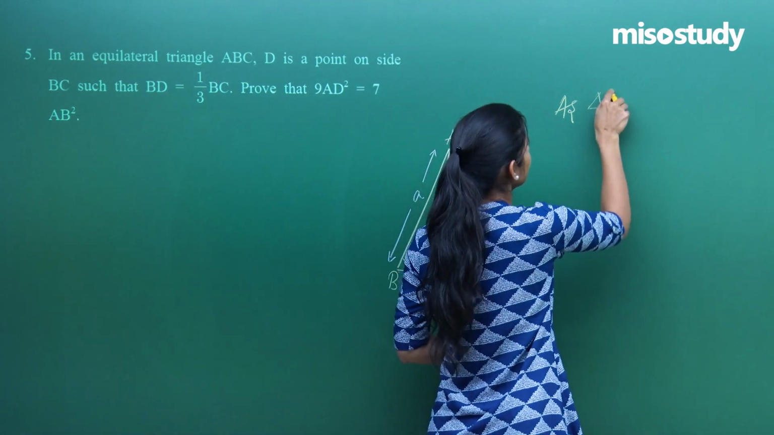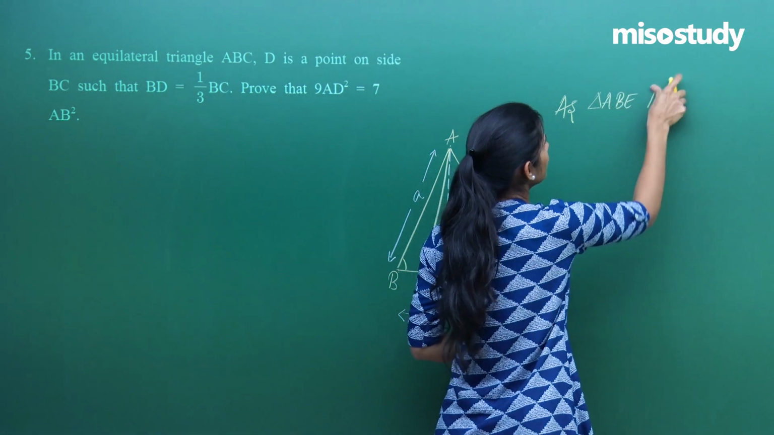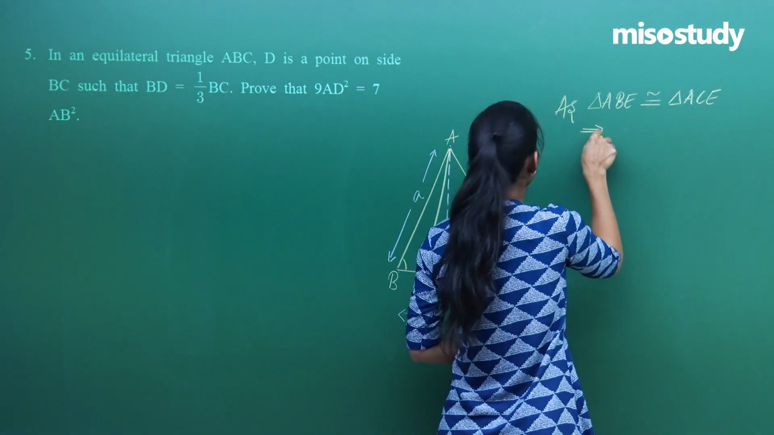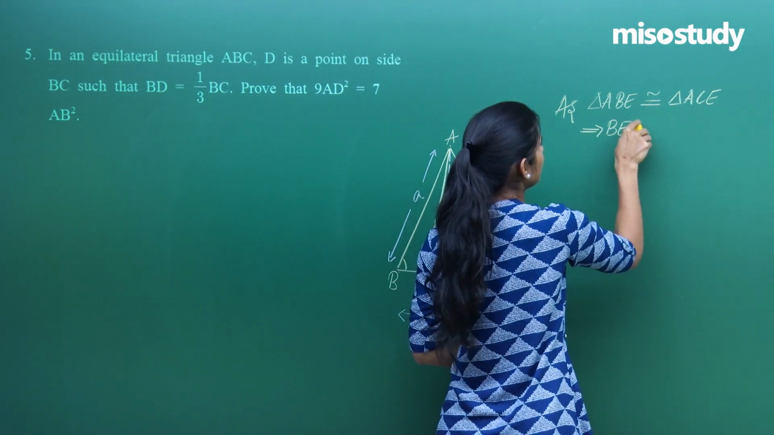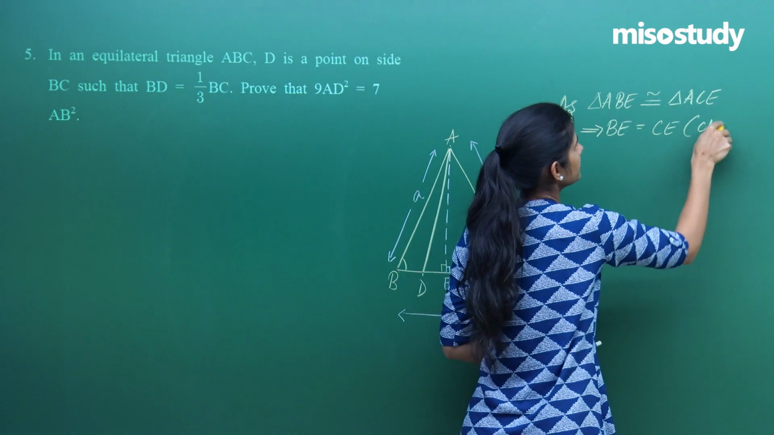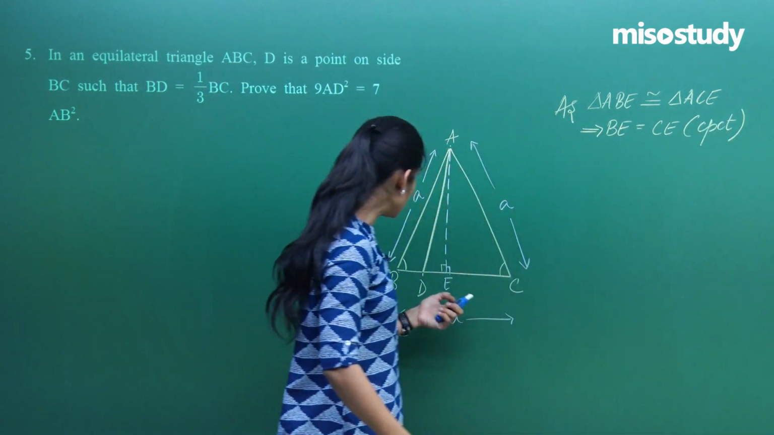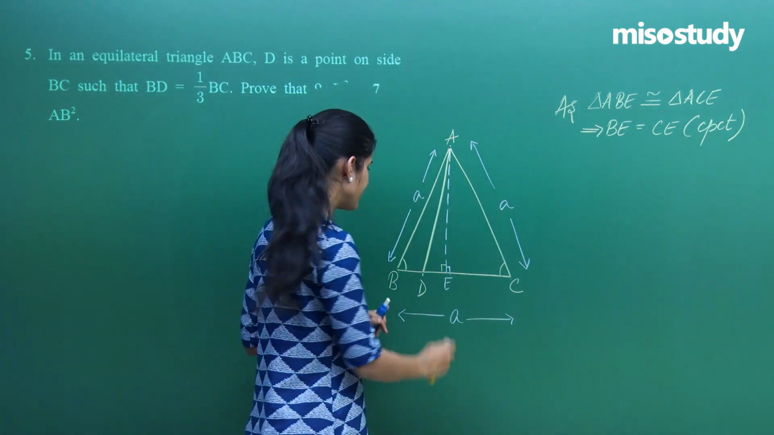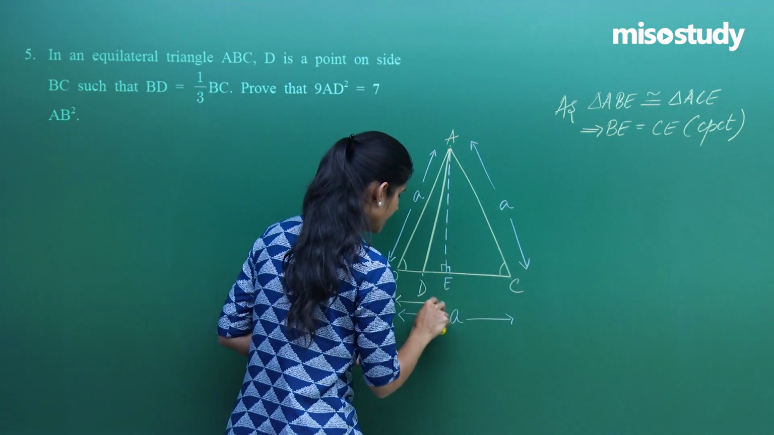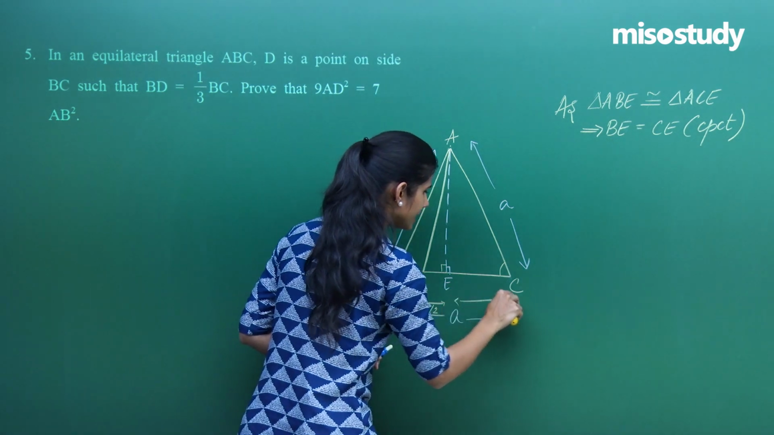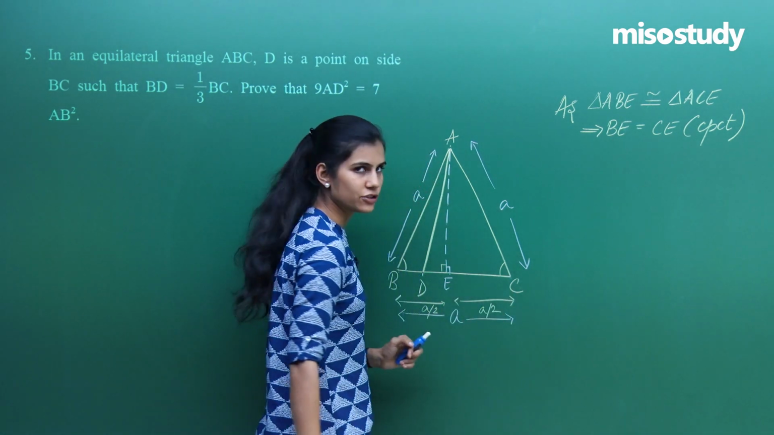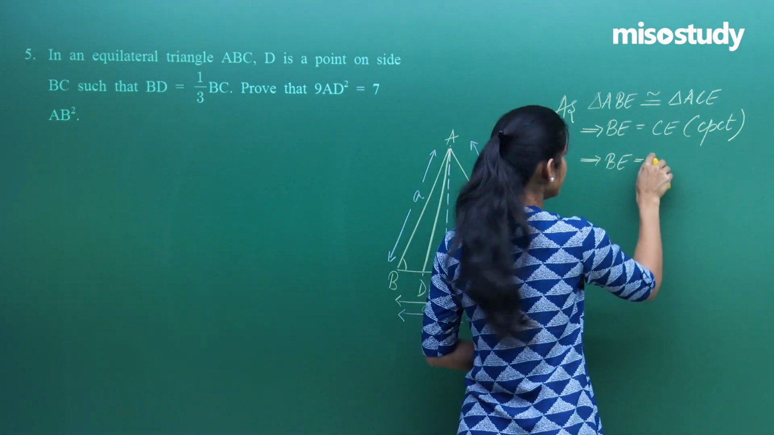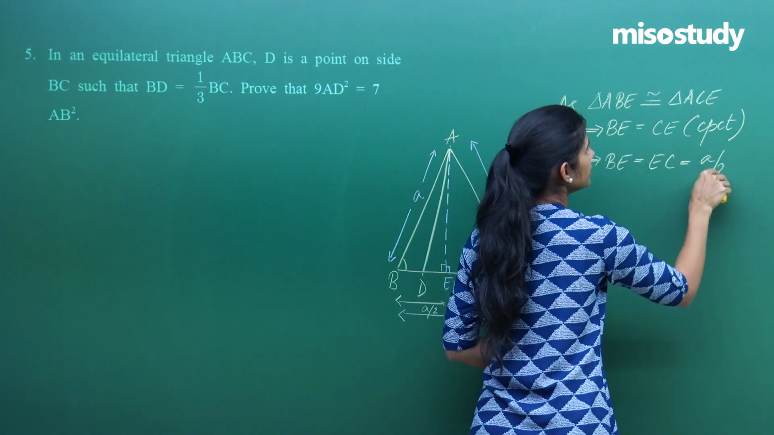So as triangle ABE is congruent to triangle ACE, this implies BE is equal to CE as a result of CPCT. So you get E is the midpoint of BC. If complete length of BC is A units, then BE's length would be A by 2 and EC's length would also be A by 2. So this implies BE is equal to EC is equal to A by 2.